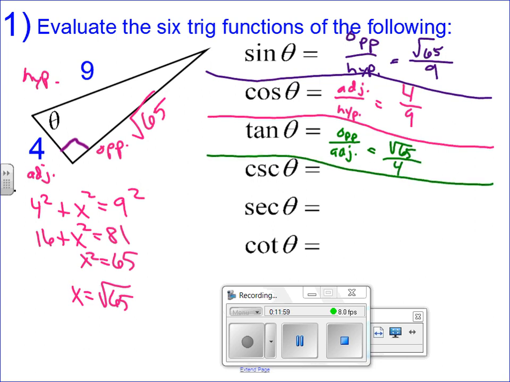Now for one ticket, who knows how to do the last 3, and you can run down and tell me those answers. Ian. Cosecant, 9 over square root of 65. Yeah, it is cosecant. He's right. 9 over 4. There you go. And then 4 over square root of 65. Good. Perfect. So you just flip your top 3 in order. Reciprocal them. Reciprocals.